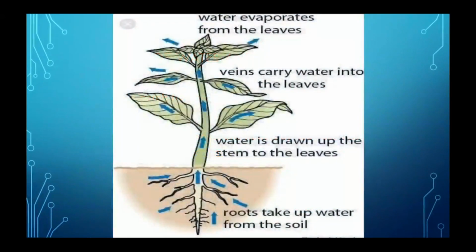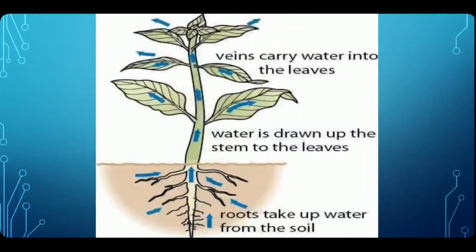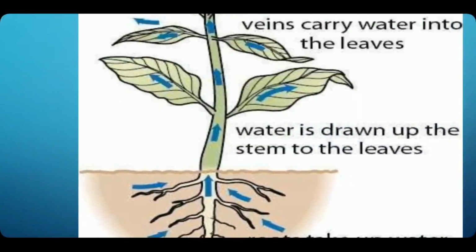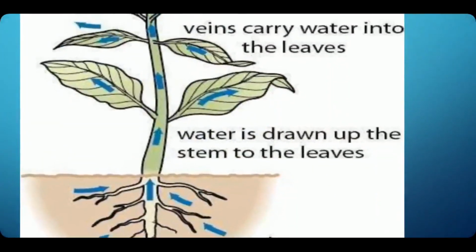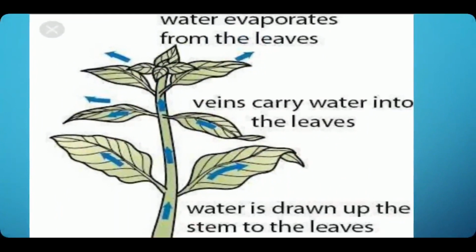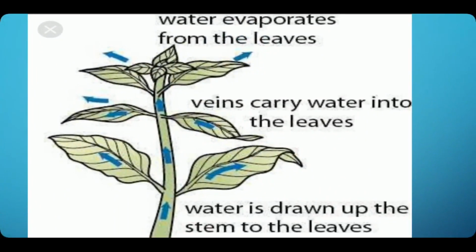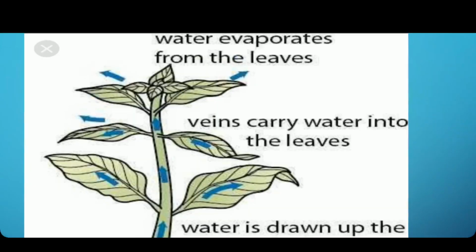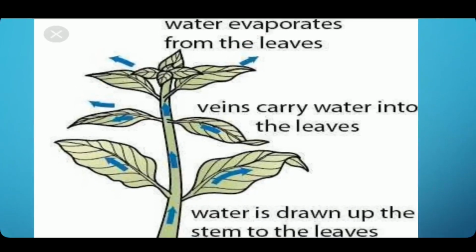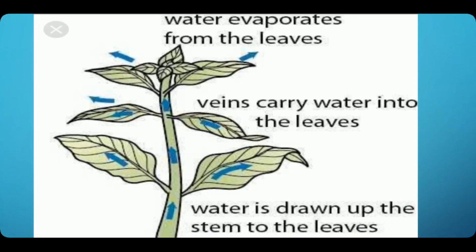Here you can see the pathway: from the soil, water reaches the root hair, and from the root hair it reaches the roots, and from the roots it reaches the stem. It means the upper part of the plant, to the leaves. In the leaves there are veins, from veins to veinlets, and then it reaches the stomata region, from where the water escapes into the atmosphere by the process of evaporation, or we can say transpiration.